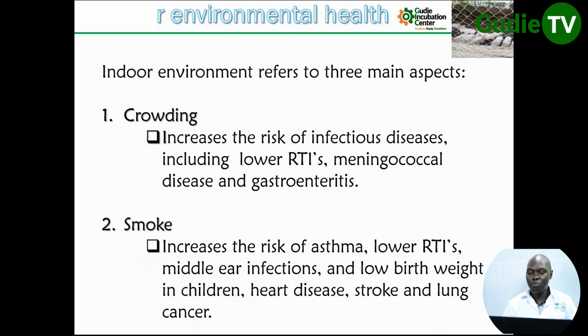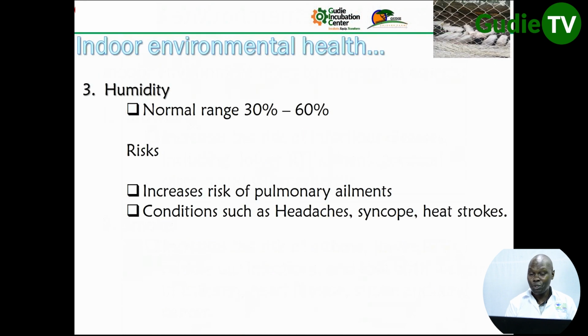And children of low birth weight is a birth problem in the sense that their different organs of the body are not well developed, and therefore it would compromise their natural being as they become adults. We also have heart diseases, the stroke, and lung cancer. The third aspect is on humidity.